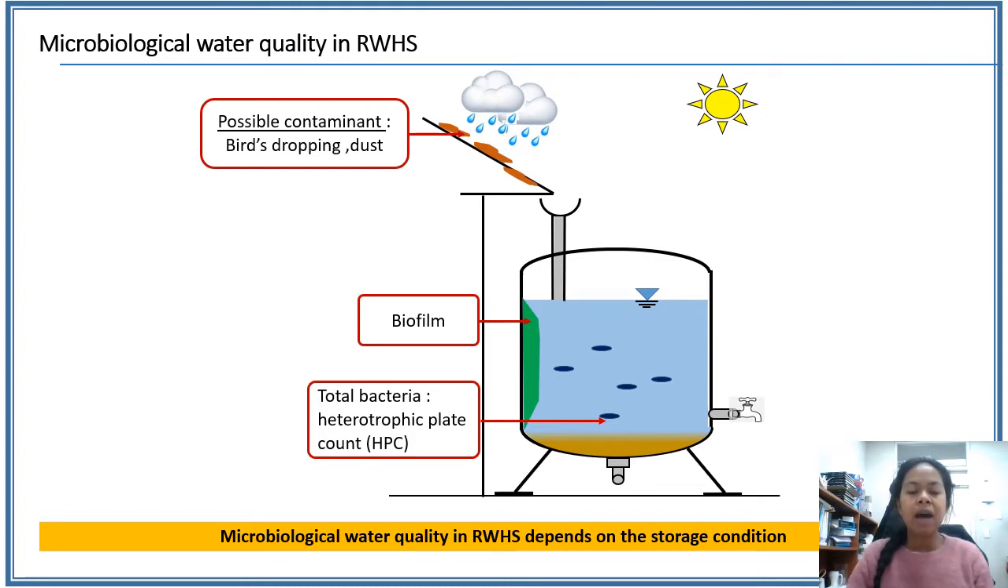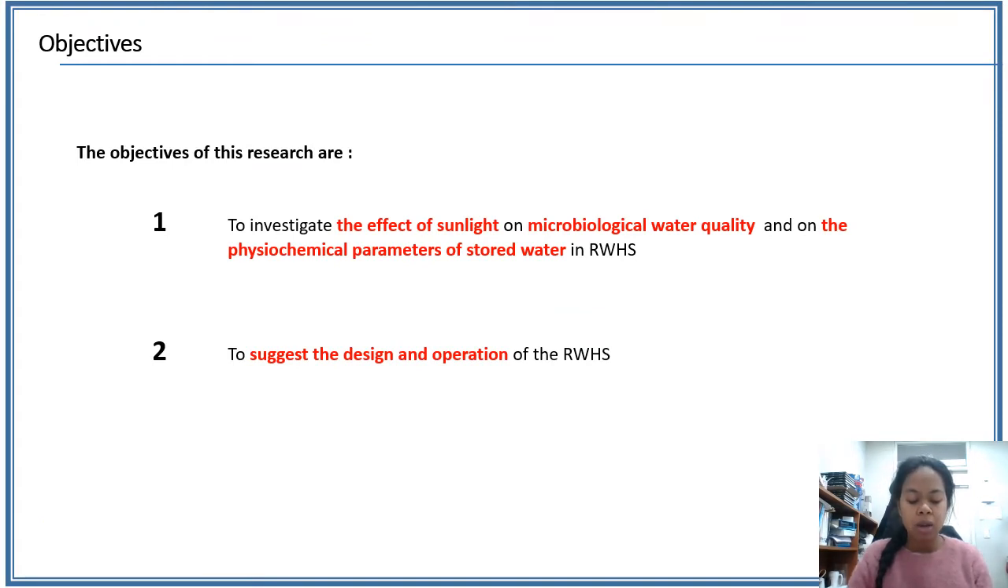Microbiological water quality is affected by possible contaminants, for instance, bird droppings and dust on the catchment area, which can be carried inside of a storage tank. The presence of biofilm and the load of total bacteria, represented by the heterotrophic plate count, and the fecal contaminant and indicator bacteria, as well as the exposure of the storage to sunlight, can affect the microbiological water quality. That's why we set our research objective as follows: to investigate the effect of sunlight on microbiological water quality and on the physicochemical parameters of stored water.